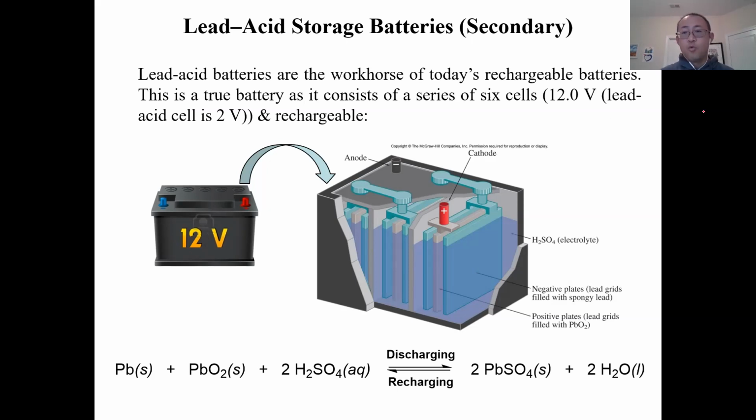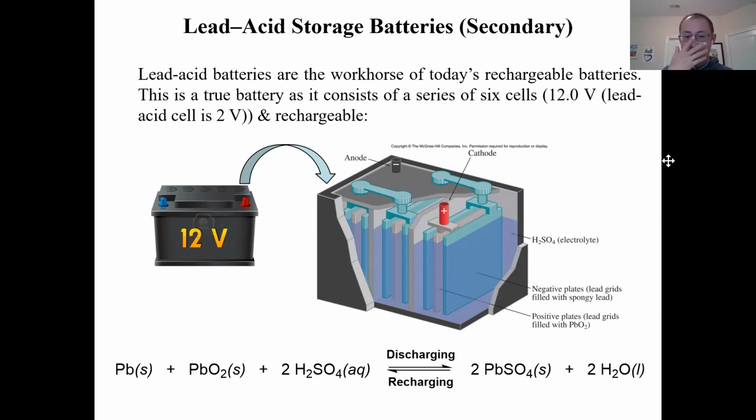They are the workhorse of today's rechargeable batteries. A true lead acid battery, the one in your car, like a big black box, consists of a series of 6 lead acid cells. Remember we said in the table, a lead acid cell has a voltage of around 2.1, and with 6 of them, the voltage is 12 volts. That is why somebody calls it a 12 volt battery. That is actually 6 lead acid cells wired together.